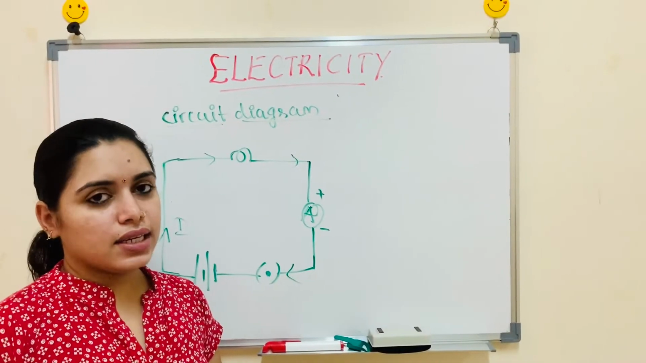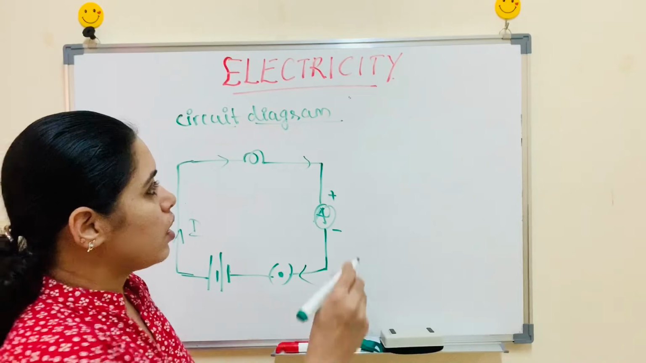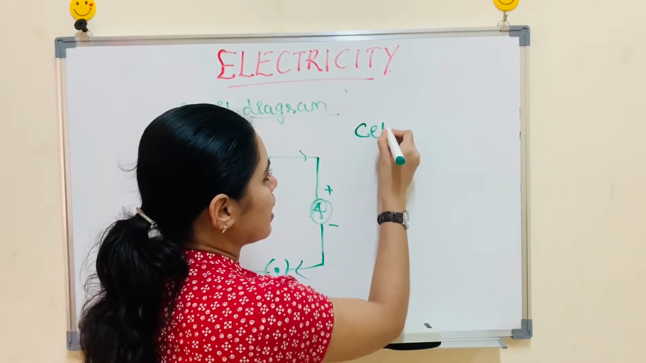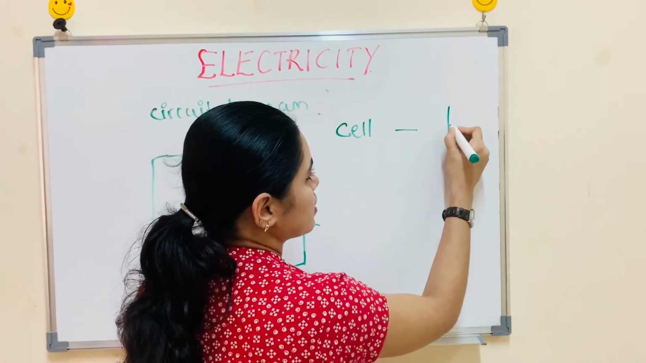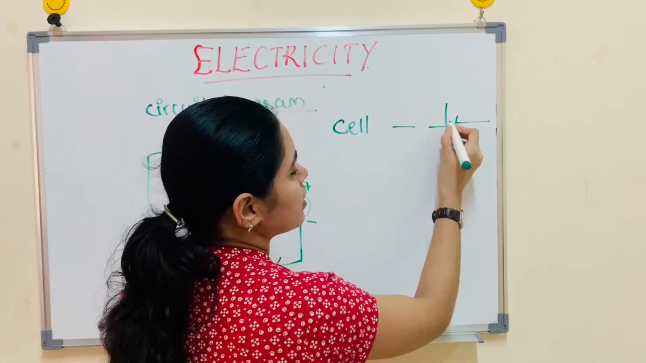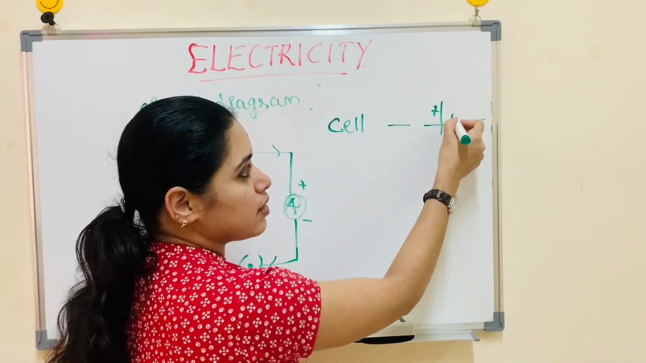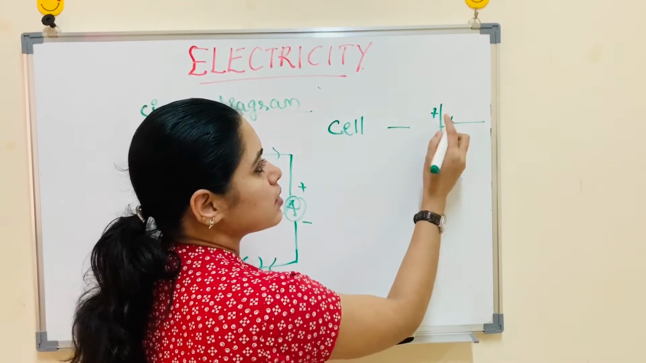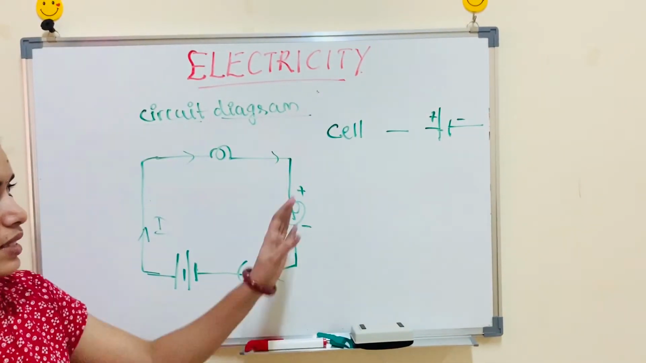Now we can study some symbols which are commonly present in an electric circuit. First one, a cell. How can we represent a cell? A cell can be represented like this. It has two terminals. This long terminal is termed as positive and this small terminal is termed as negative. This is the representation of a cell.